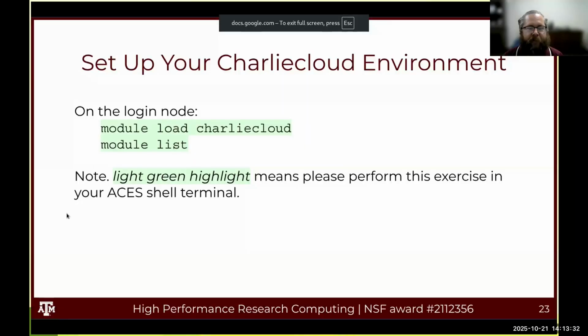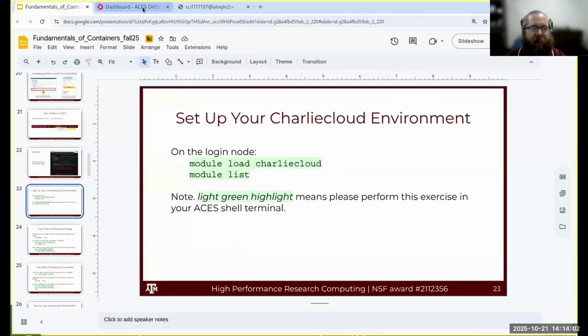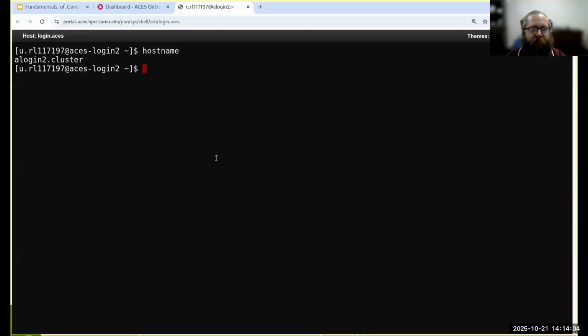So we're going to do a Charliecloud activity first. In my slideshow, I have instructions, and if it's green highlighted and in the Courier font, that means I would like for you to follow along and execute the commands with me. If you have your PDF open, you can copy and paste from your PDF, but these ones are small enough that it's probably better to type them by hand.